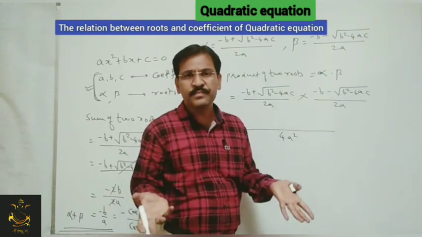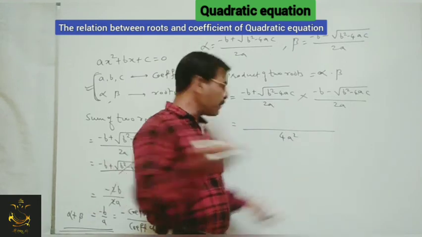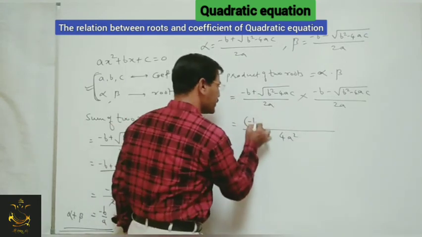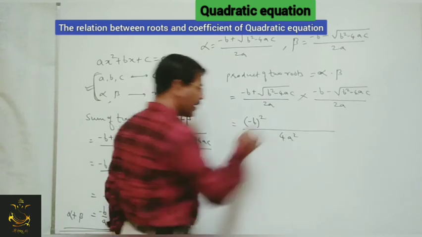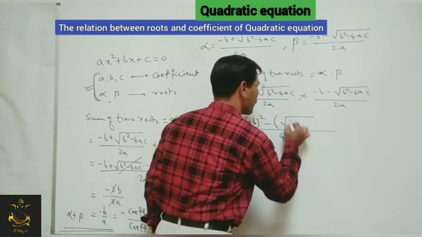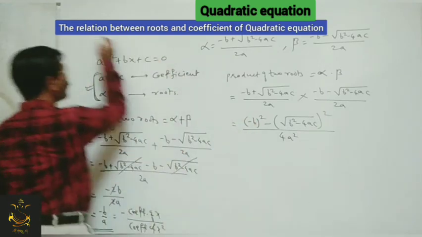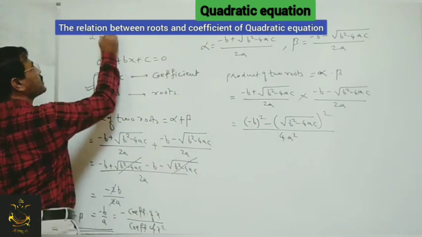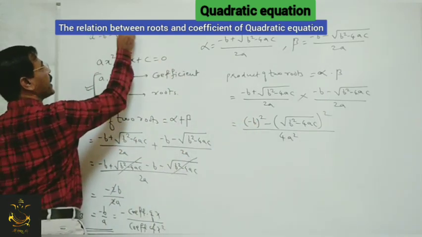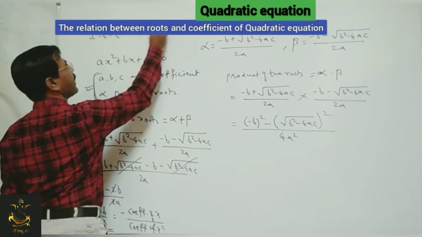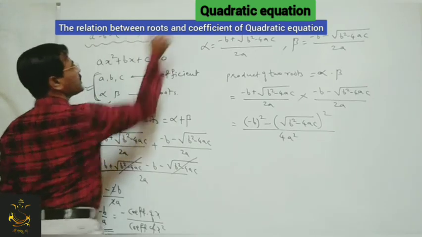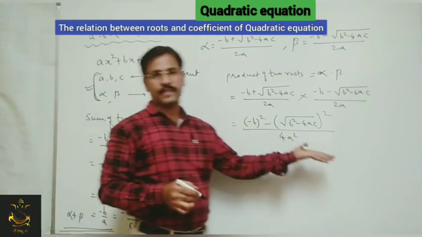A square minus b square means what you can write here? This is a square minus this one b square. It is like the formula of a square minus b square, which means a plus b, a minus b. Using this formula, we can write like this.